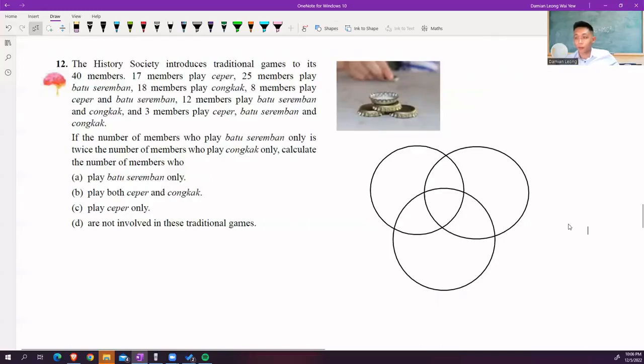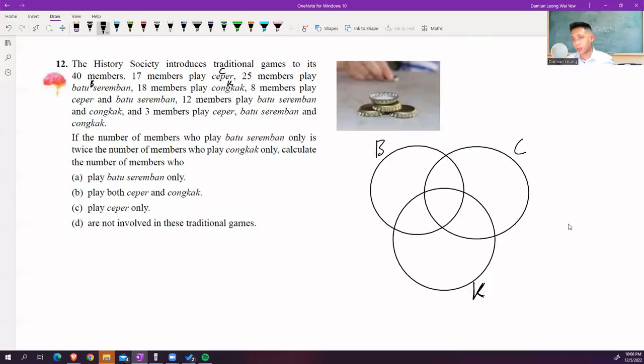So I have Cepe, Batu Seremban, and Congkak. Let's say B for Batu Seremban, C for Cepe, K for Congkak. Let's just say. Yeah. You can even use other letters to represent. So B for this, C for this, K for this.